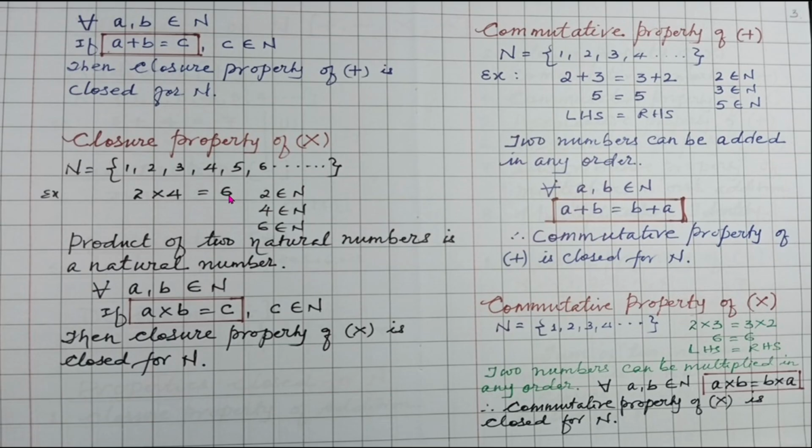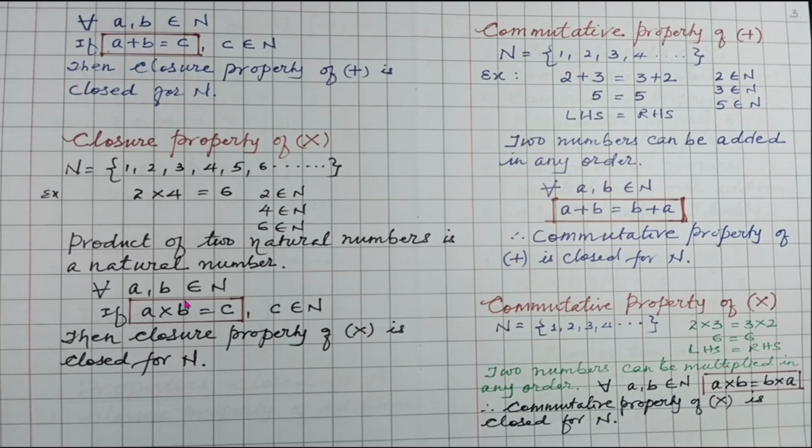2 into 4 is 8. This is wrong here. It is not 6, it is 8. So 2 belongs to N, 4 belongs to N, 8 belongs to N. Therefore, the product of two natural numbers is again a natural number. Therefore, the closure property of multiplication is closed for the set of natural numbers.